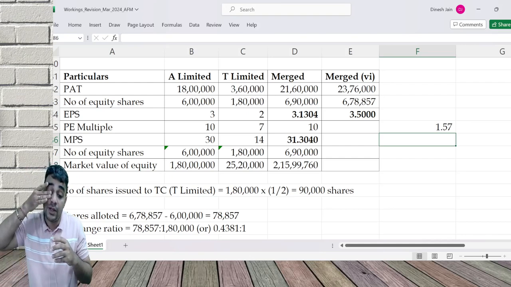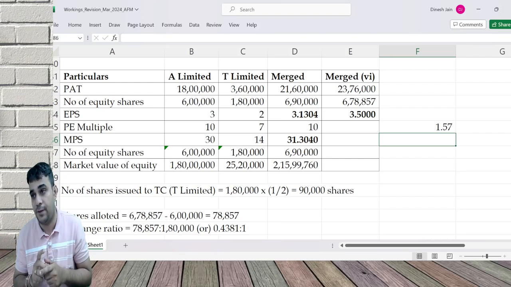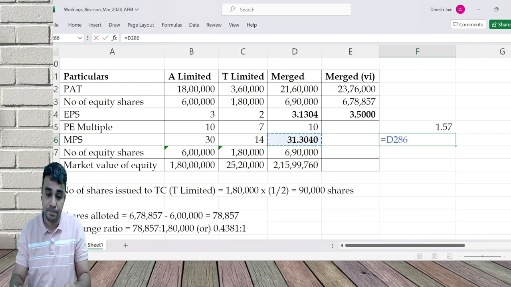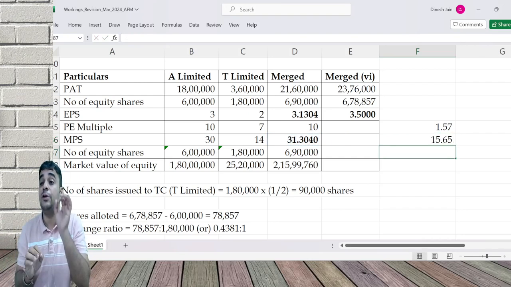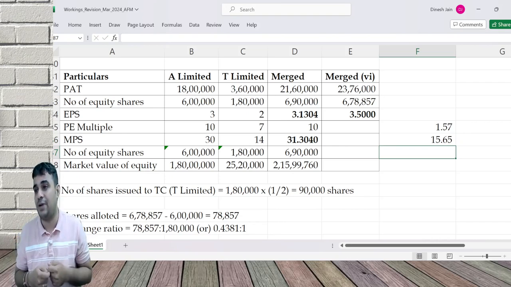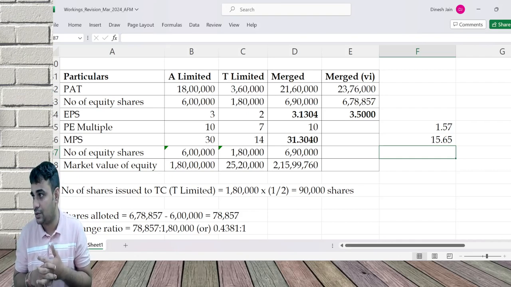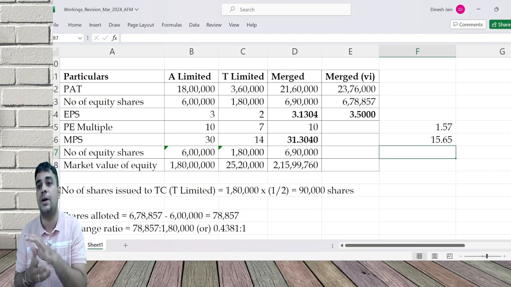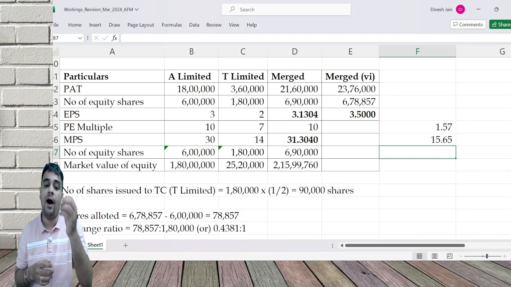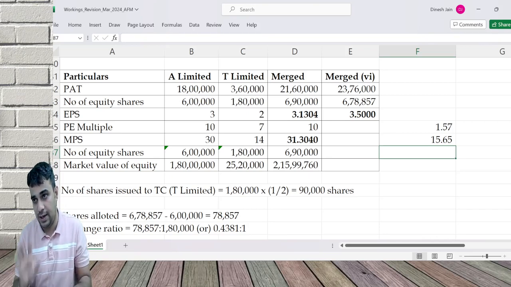What is the purpose of doing this? I will say my 2 rupees is becoming 1.57, or my 14 rupees is becoming 15.65. I can do that comparison now. Earlier that comparison was not possible. Now I can say 14 is becoming 15.65, or 2 rupees becoming 1.57. Any doubts in this?